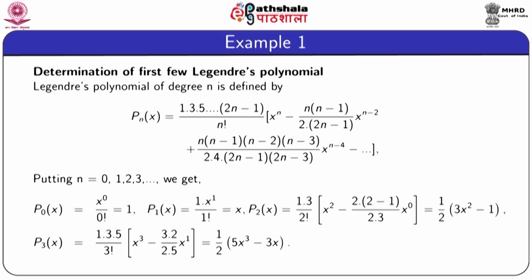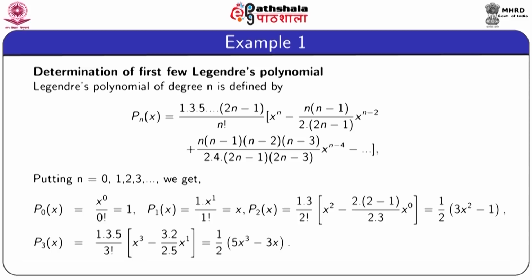We now start with few examples. The first one, let us determine first few Legendre's polynomials. As seen before, the Legendre's polynomial of degree n is defined by this expression. Now we are going to put n equal to 0, 1, 2, 3 and see how many Legendre's polynomials we can generate. For n equal to 0, if you put this value here, please note all these numbers are odd numbers. So, 0 you cannot put it here. So, 0 you will put it here and you will put it here.